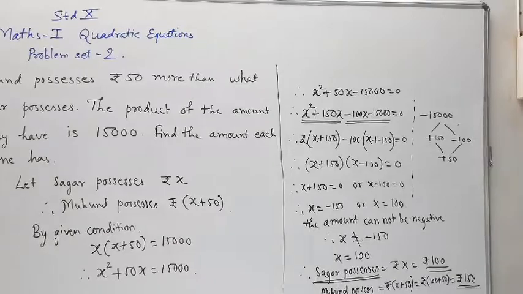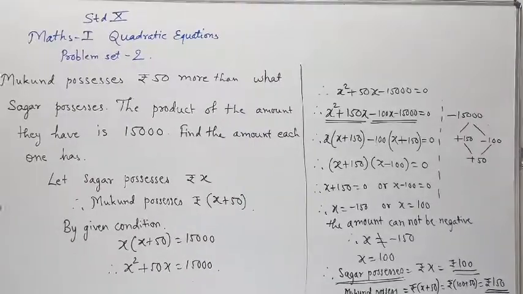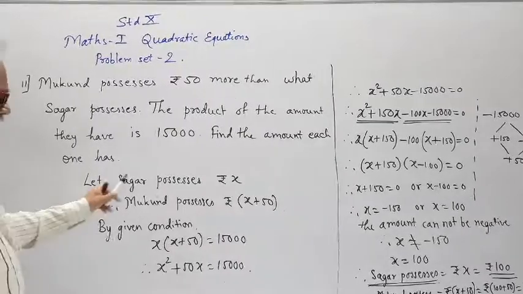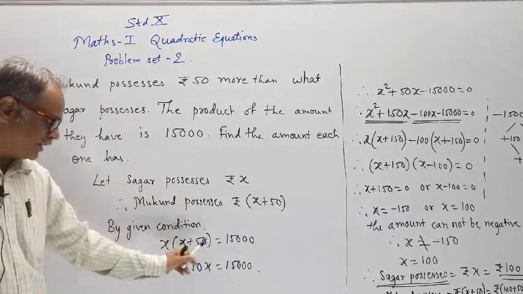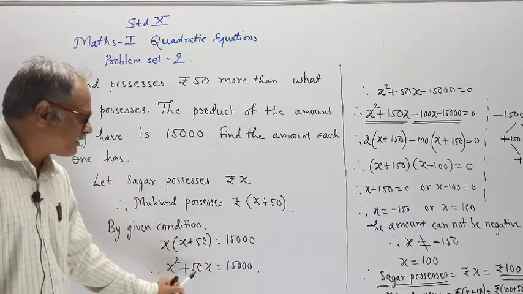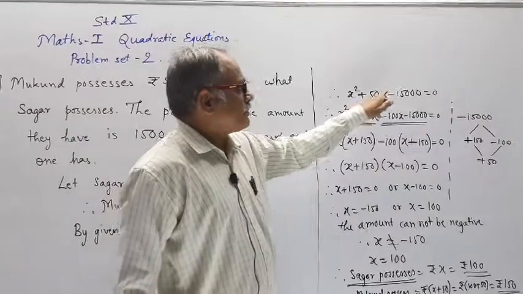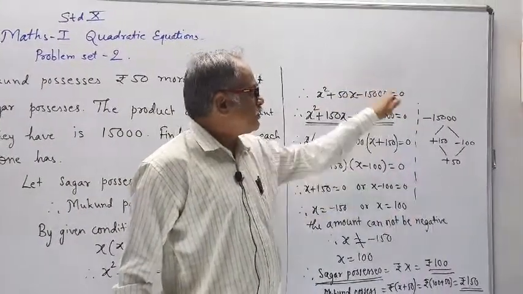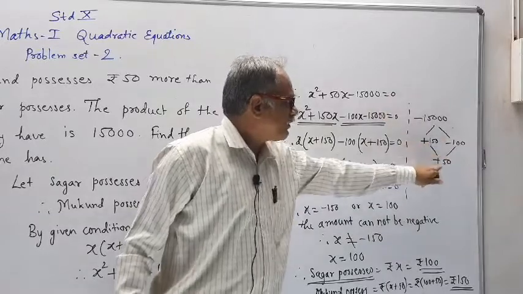Everyone observe from the beginning what is done. Sagar possesses x, Mukund x plus 50, product of their amounts x and x plus 50 is 15,000. x square plus 50x is 15,000. So x square plus 50x minus 15,000 is 0. Product is negative, last term is negative, so different signs accordingly.